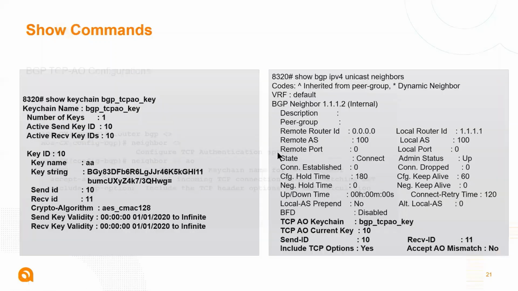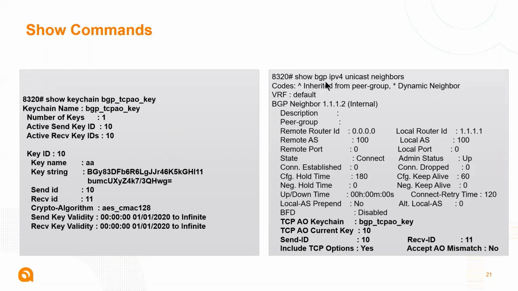Let's see what are the show commands that have been enhanced for this feature. First comes the show keychain. So this is also a legacy show command, but it will have options to display the BGP TCP AO options like send ID, receive ID, and then the crypto algorithm that has been used.